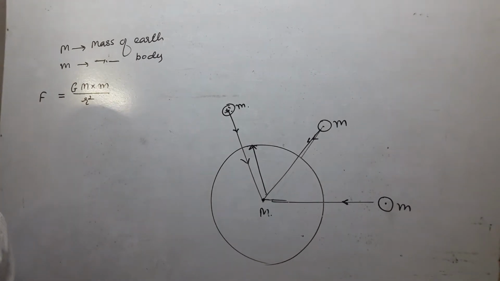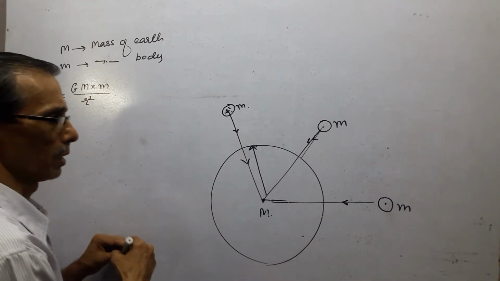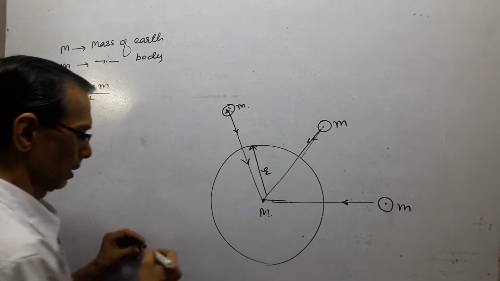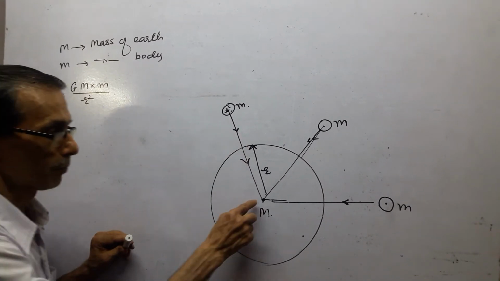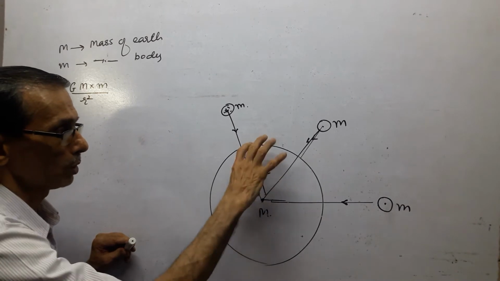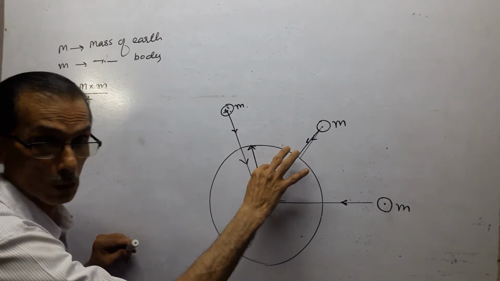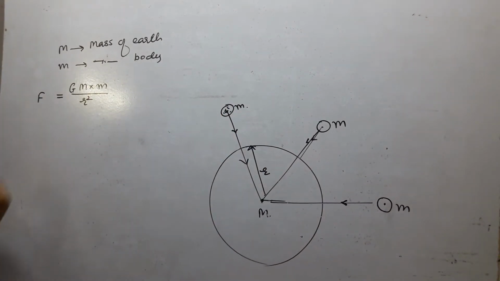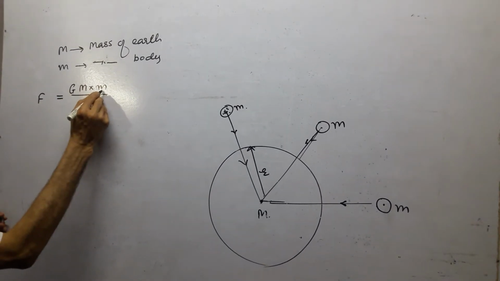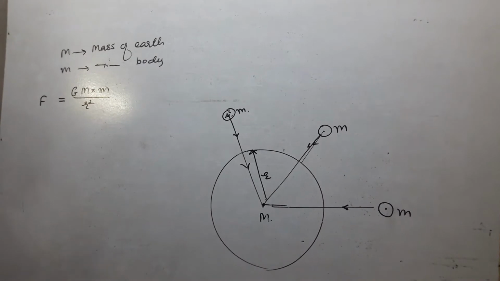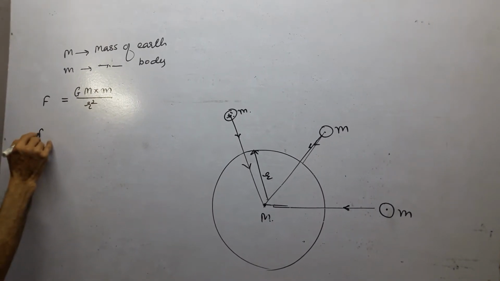So when the body is on the earth, then its distance from the earth is not from the surface of the earth, but from the center of the earth. And we know the center of the earth is nearly the radius of the earth, and therefore force is equal to G into mass of earth, mass of body upon r square. But at the same time, we know that force is nothing but the weight of the body.